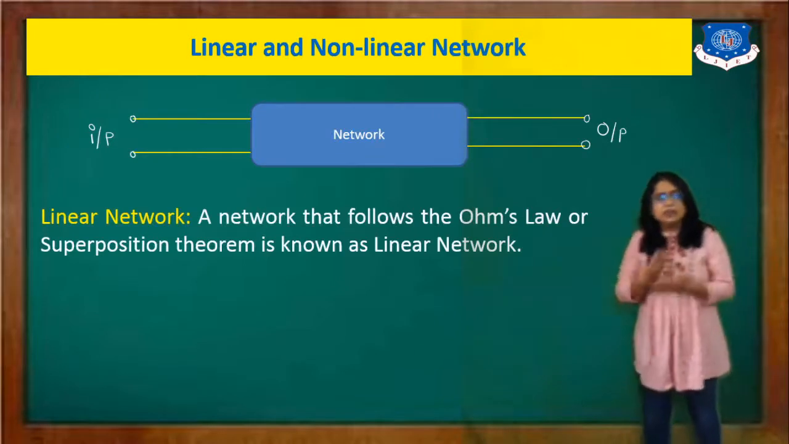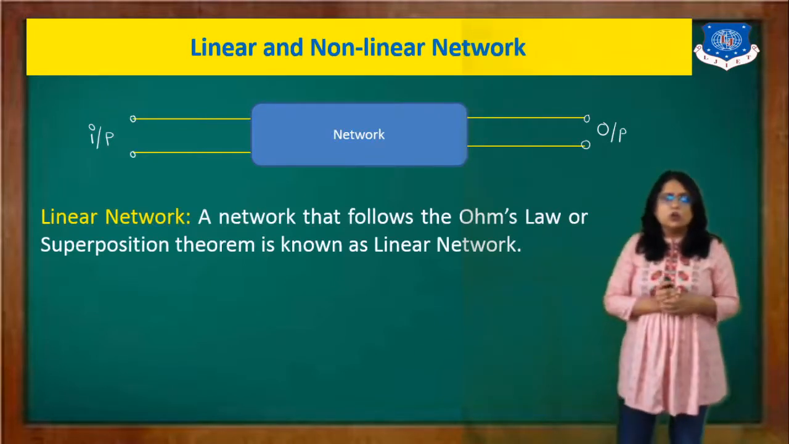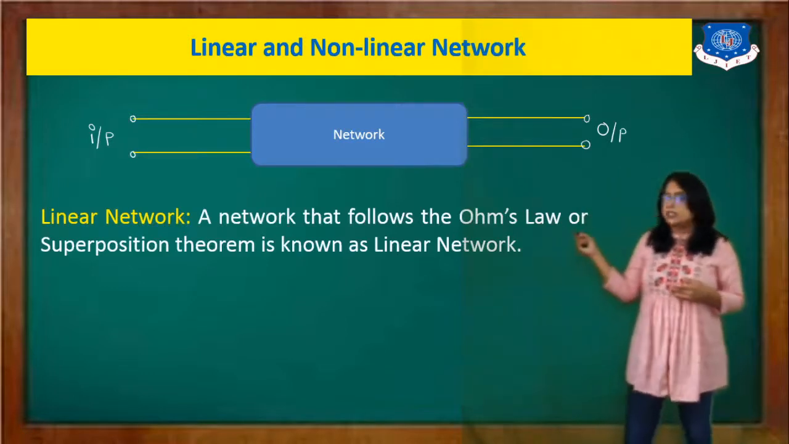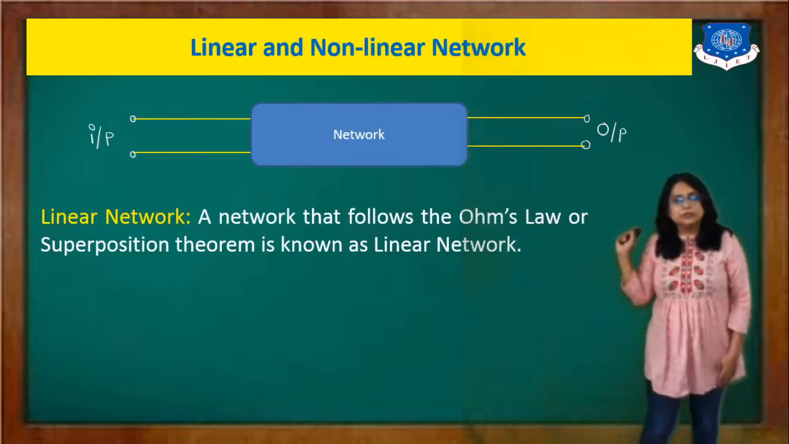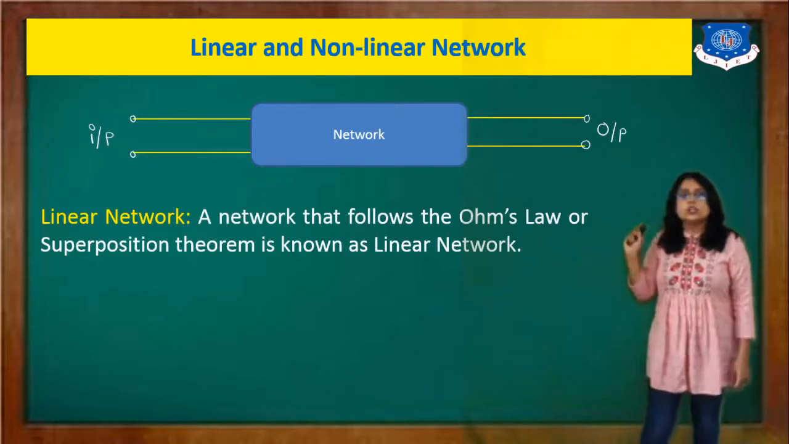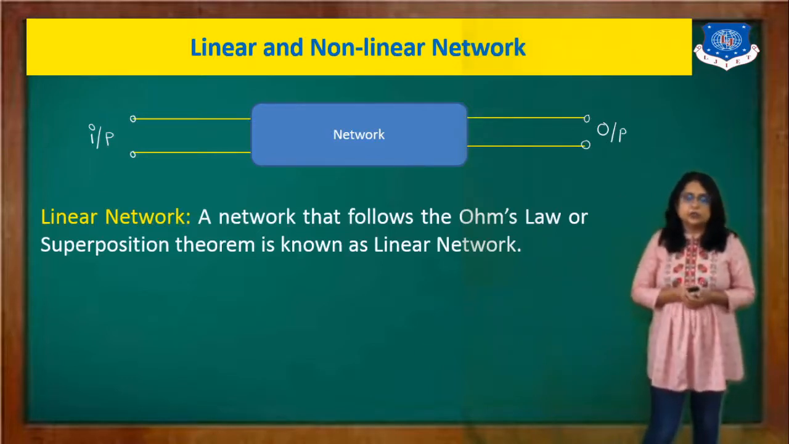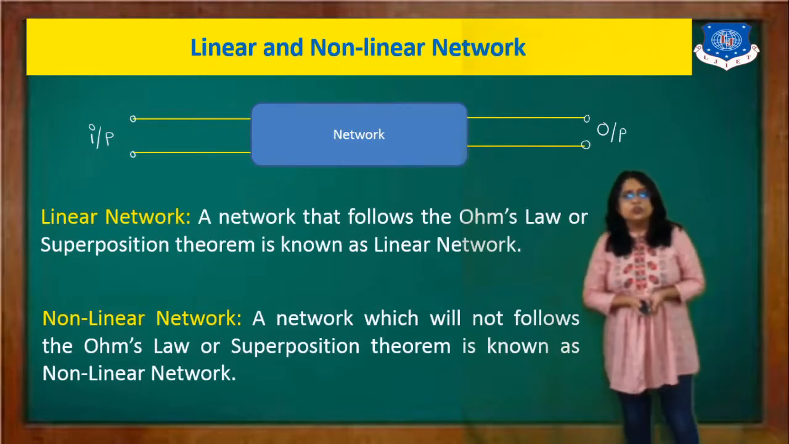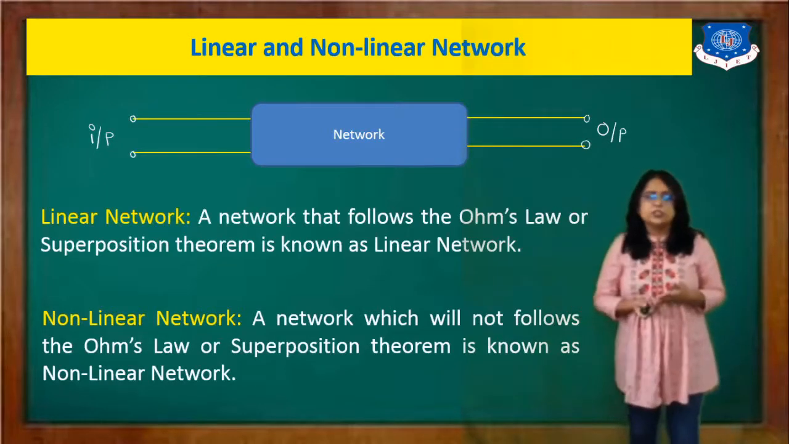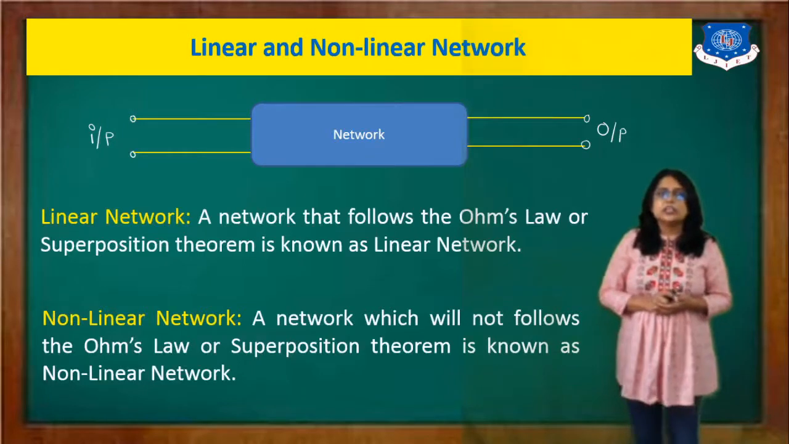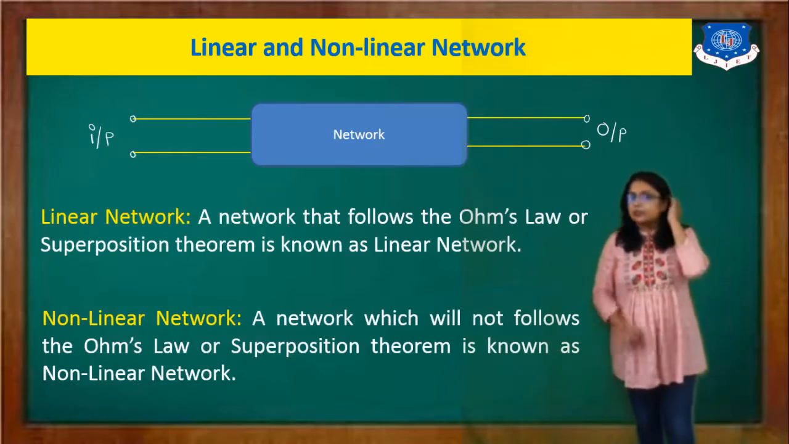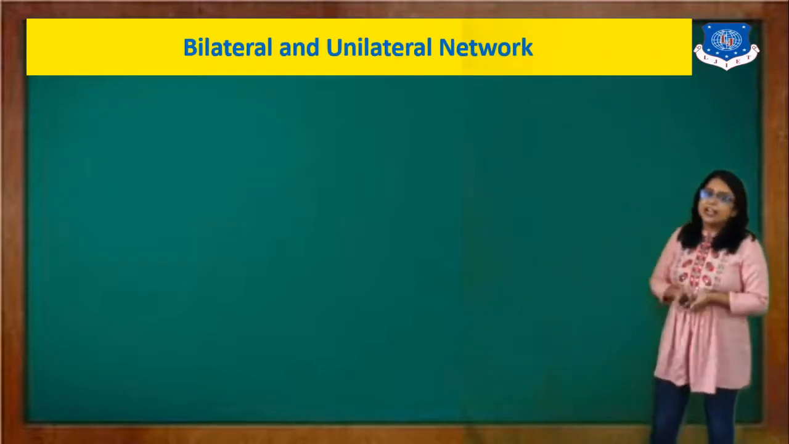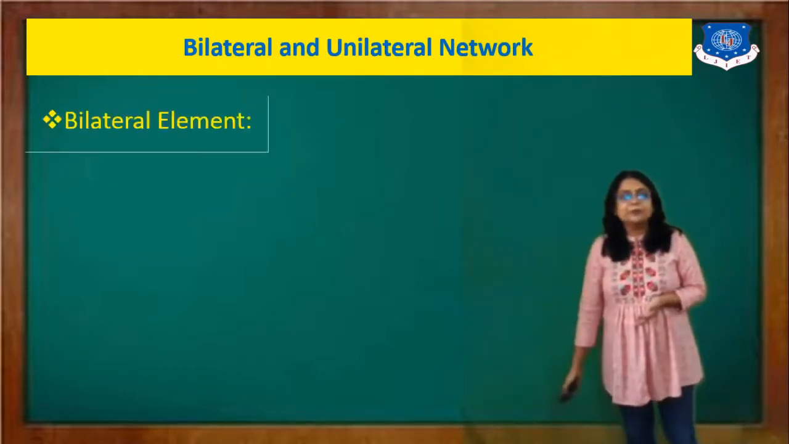So if a network follows Ohm's law, or we can say the superposition theorem, that we will study in our chapter number 3, then that network is known as a what? Linear network. Non-linear means which will not follow Ohm's law or the superposition theorem, that is known as a non-linear network.